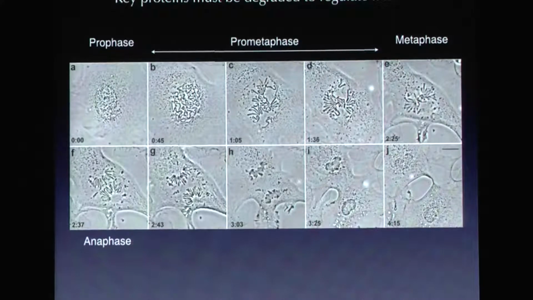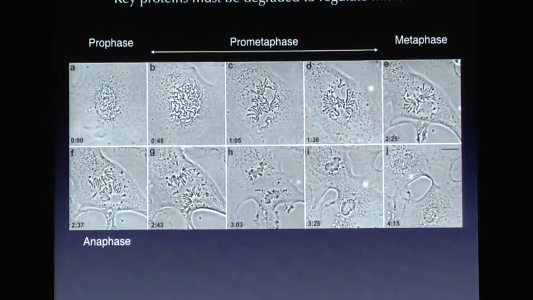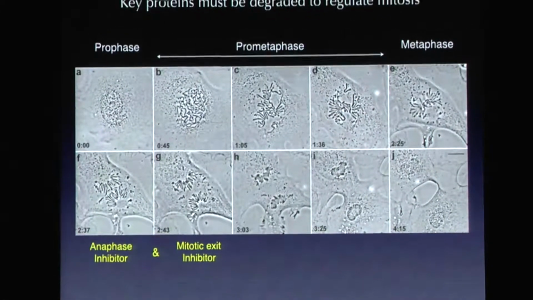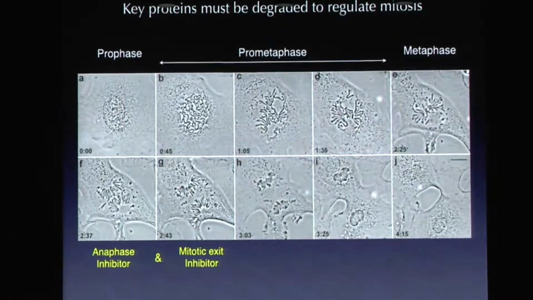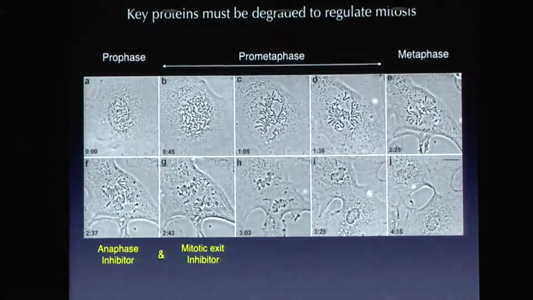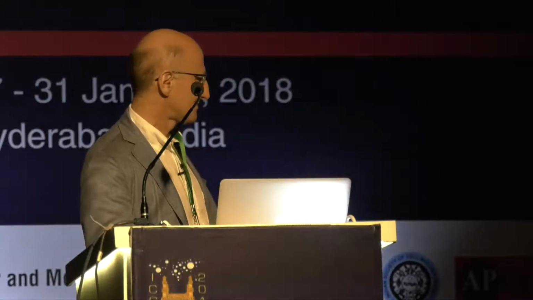It does it through regulating the stability of two proteins which are inhibitors of anaphase. So there's a protein that's present in the cell, and while it's there, the protease that cuts the cohesin complex that keeps sisters together cannot be activated. So the cell cannot separate its sisters. And then there's a second inhibitor of cytokinesis and mitotic exit. And so what the cell does is it regulates the stability of those two proteins.